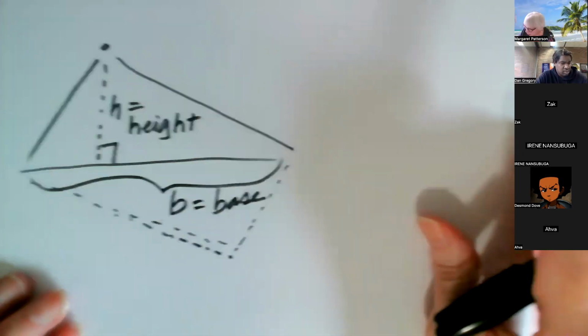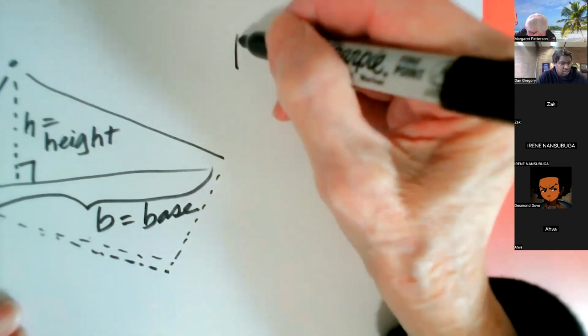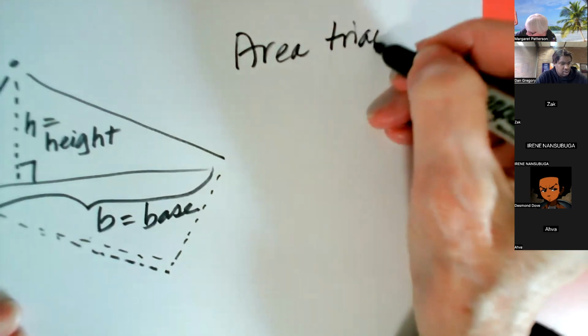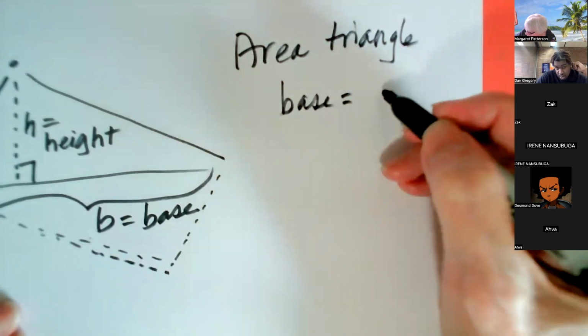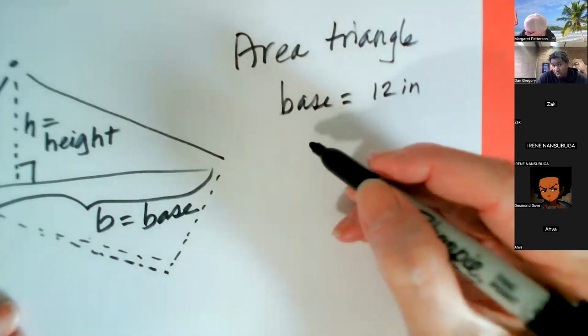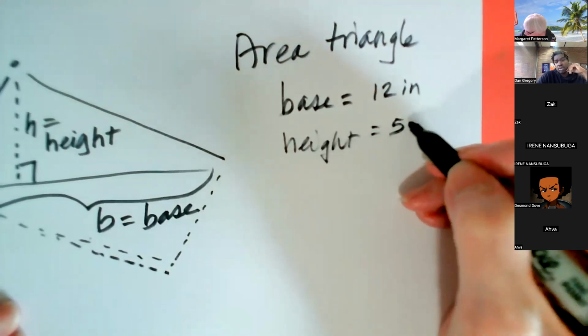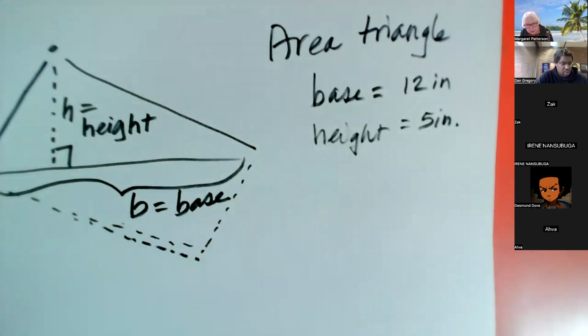So let's do a problem. Find the area of a triangle where the base is 12 inches and the height is 5 inches. So what do you think we need to do?